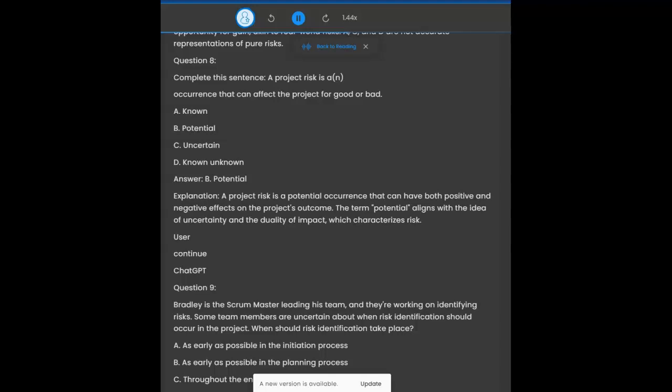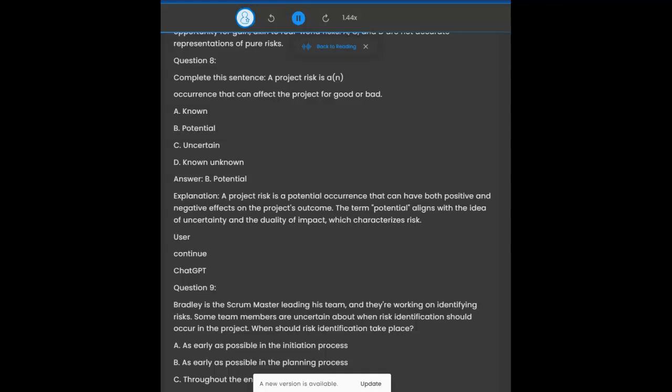Question 10. You're the Jedi Master overseeing the KLJH project, which spans 2 years and involves 30 stakeholders. How often should risk identification take place? A. Once at the beginning of the project. B. Throughout the execution processes. C. Throughout the project. D. Once per project phase.